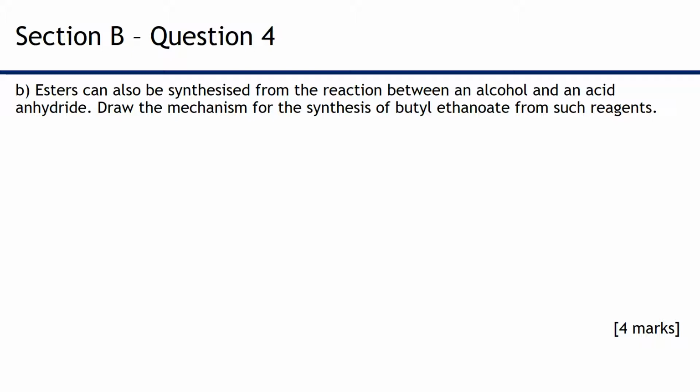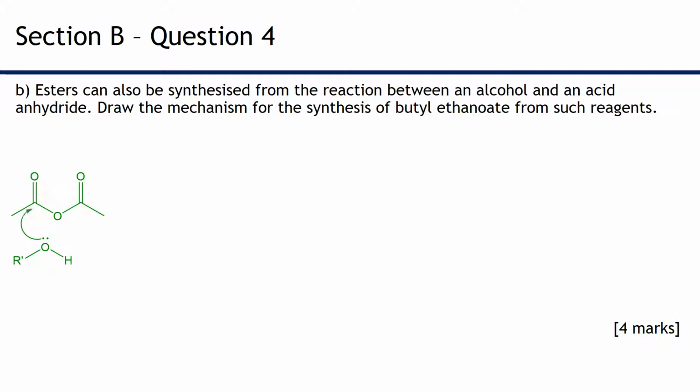So butyl ethanoate is going to be synthesized from butanol and ethanoic anhydride, represented here by a generic alcohol ROH and the ethanoic anhydride. And these are going to react in a nucleophilic addition elimination reaction, otherwise known as a nucleophilic acyl substitution reaction.